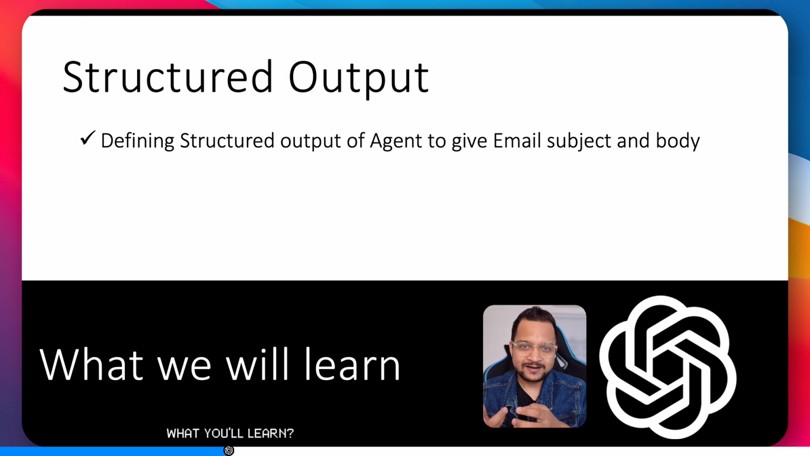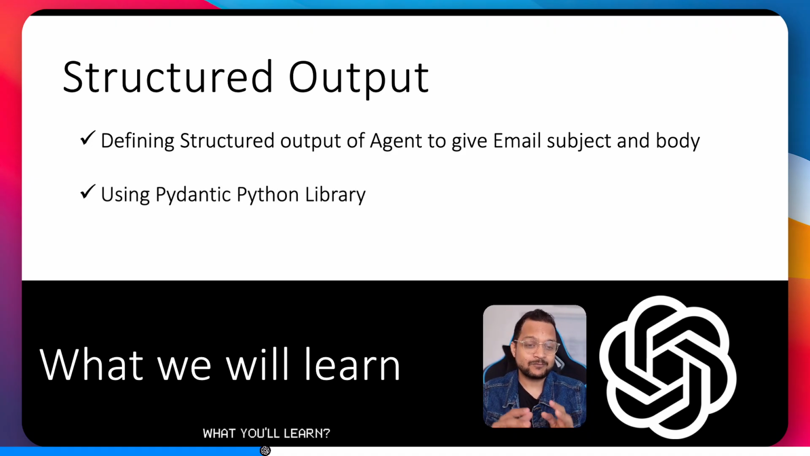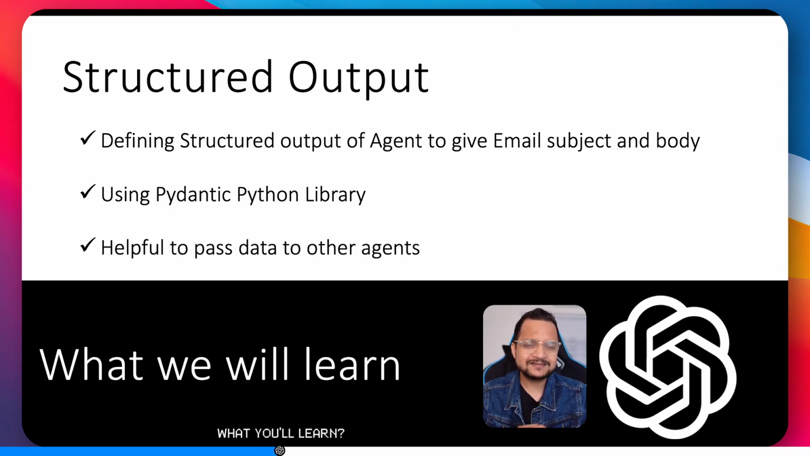Let's say for an email agent, we need the agent to return the email body and the email subject. We can achieve this with the help of the Pydantic Python library. And this structured output is helpful when you want to pass information from one agent to another. It could be a handoff, or it could be using another agent as a tool.